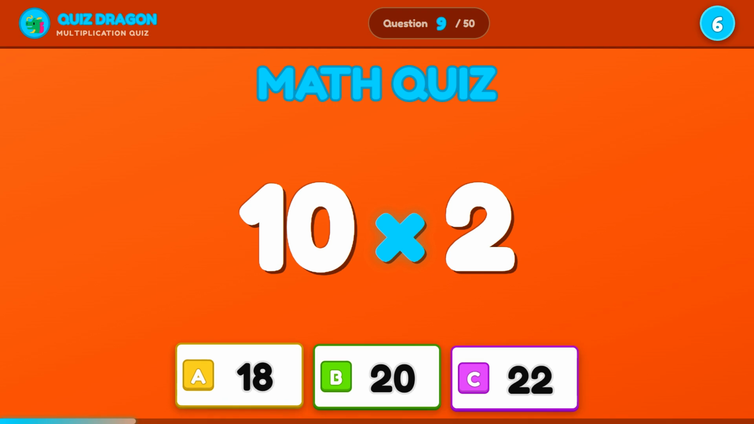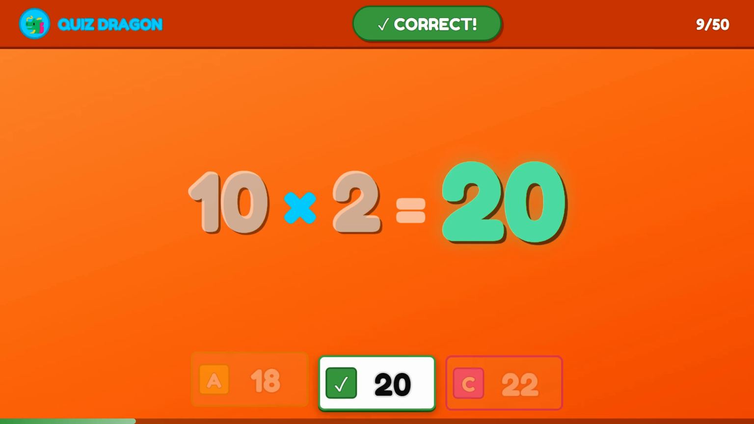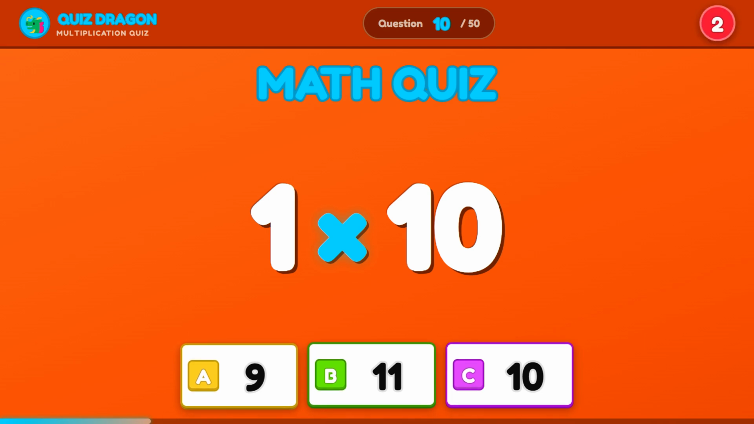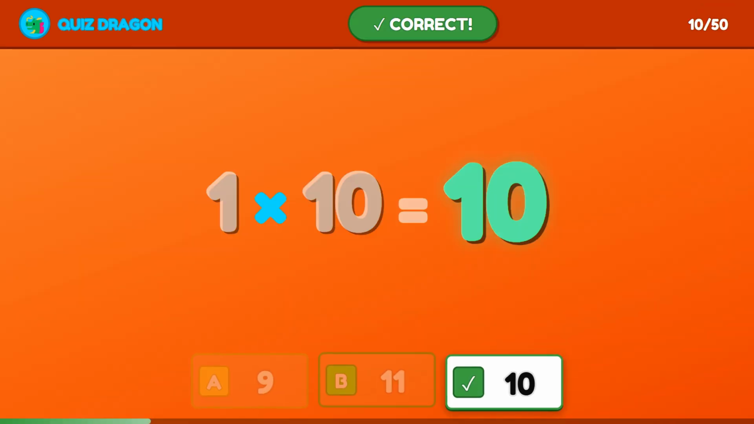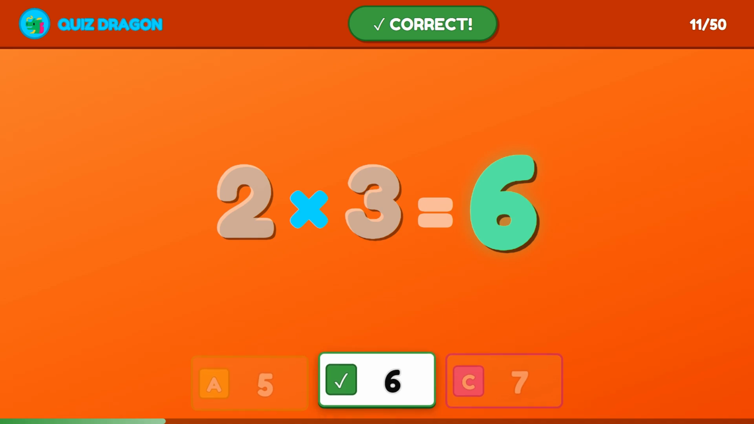Keep going. Question 9. 10 times 2, what's the answer? The correct answer is B, 20. Question 10. What is 1 times 10? The correct answer is C, 10. Number 11. 2 times 3 equals? The correct answer is B, 6.